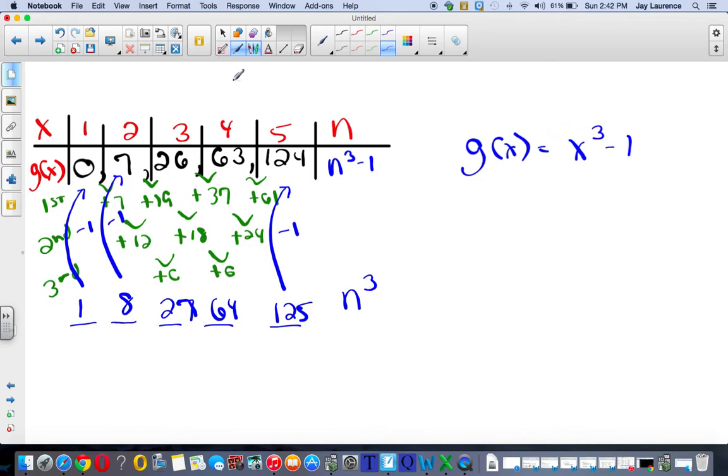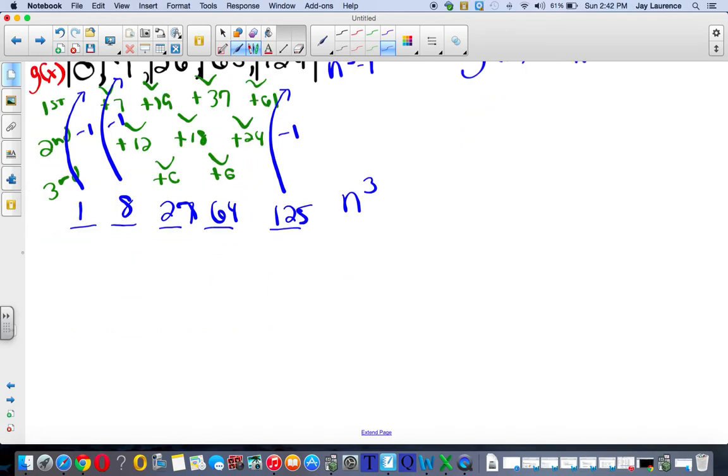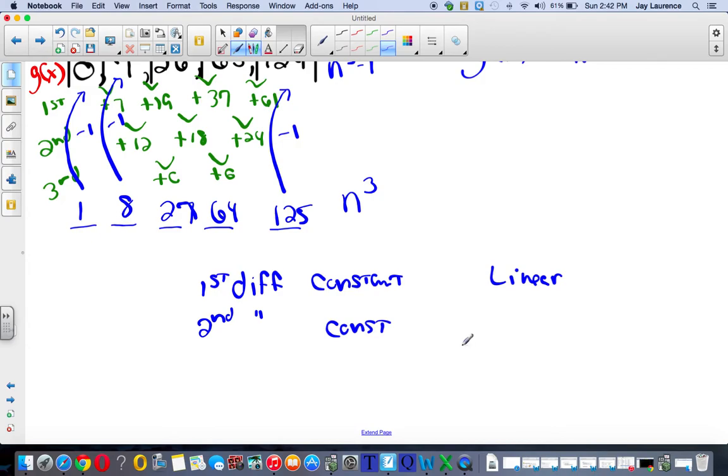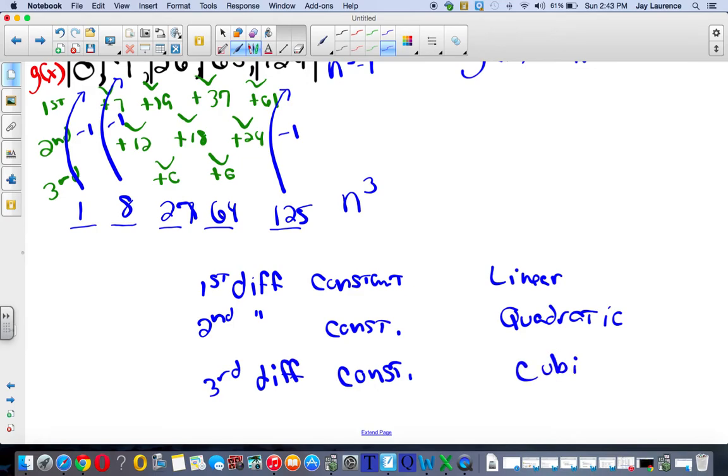Oh, so if the first difference is the same, it's linear. Maybe I should write that down. If the first difference is constant, it's not changing, the pattern is linear. Okay, if the second difference is constant, the pattern is quadratic. The function is quadratic, right? If the third difference is constant, then it's going to be cubic. It's going to be to the third power. Yeah, every single time.